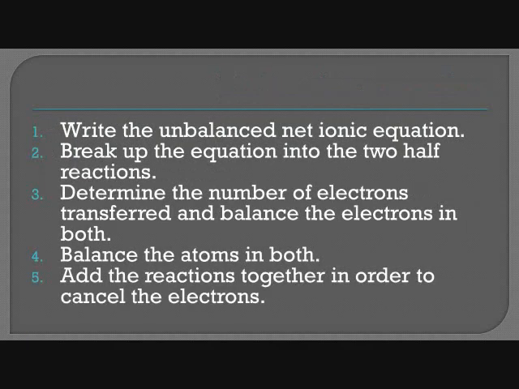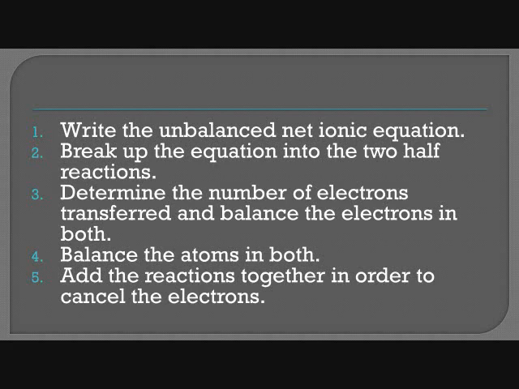Okay, so first we're going to follow these steps for example 13. Example 13 is very similar to what we did at our lab day, where we're going to write the unbalanced non-ionic equation and break it up into two half reactions. Then determine the number of electrons transferred, balance the number of electrons, balance the atoms, and add everything back together.